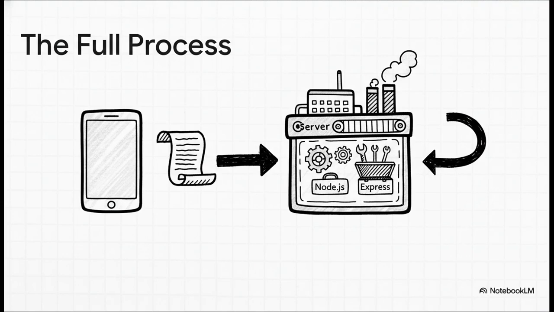Your client, that's your phone, makes a request. It travels over to a server, which we built in our Node.js workshop using our Express toolkit. That request is perfectly structured. It follows the rules of the API using REST conventions like GET or POST. The server does its thing and sends a response all the way back. And that whole round trip, it happens in the blink of an eye.